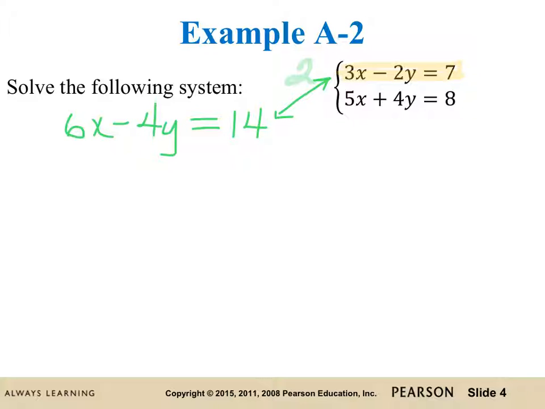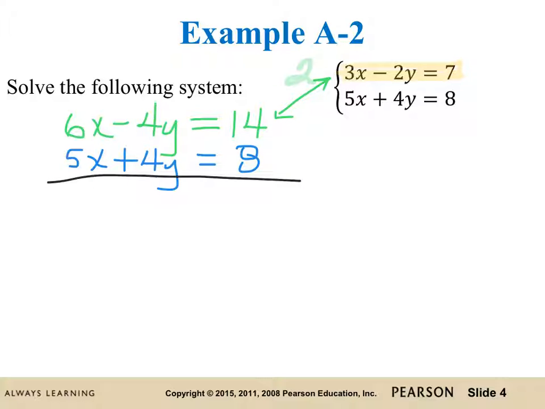And then we'll proceed to add our second equation, 5x plus 4y equals 8. We'll add those two equations together. 6 plus 5 is 11x. Minus 4y plus 4y will again cancel each other out. And 14 plus 8 is equal to 22. And that then tells us that x is equal to 2.